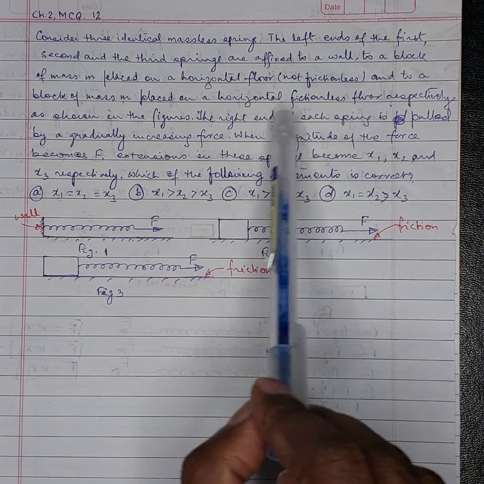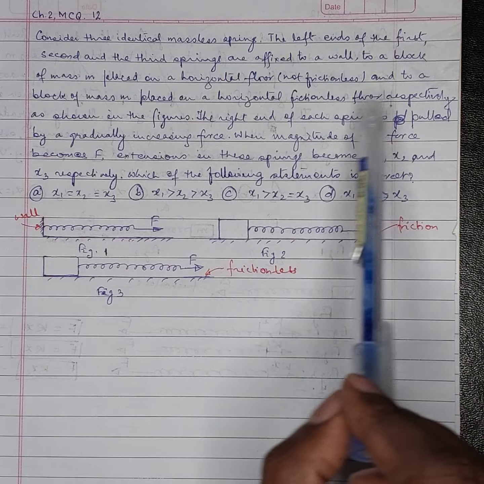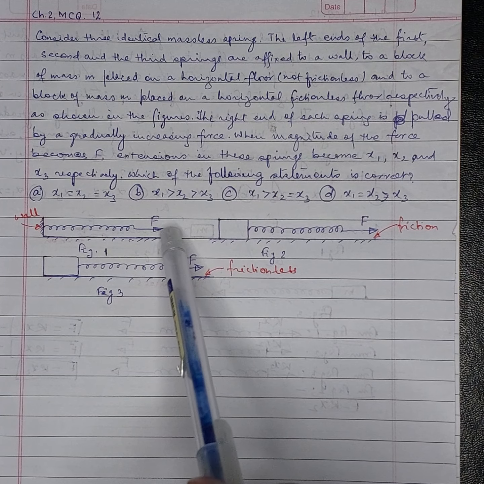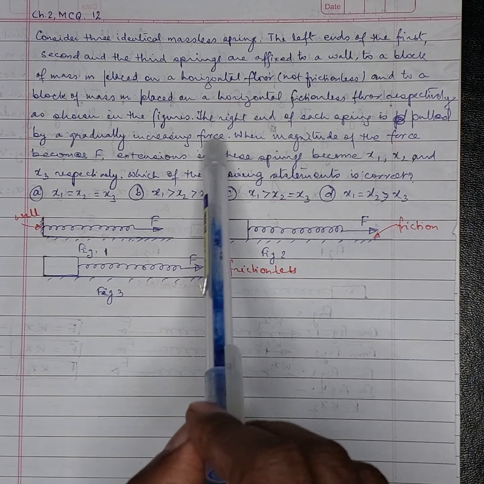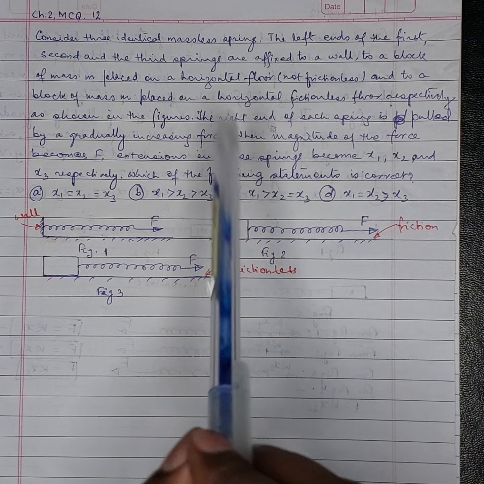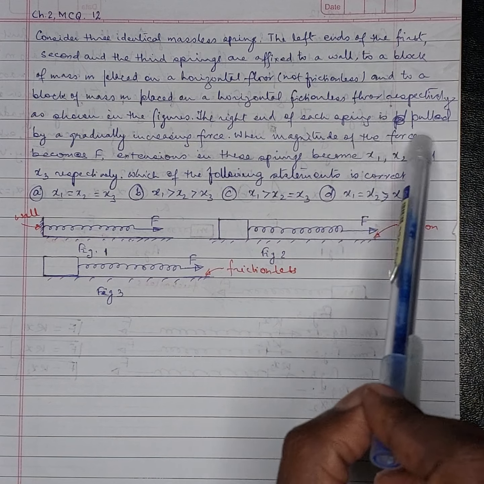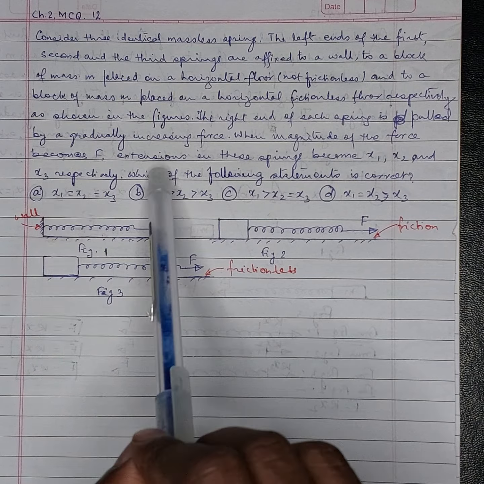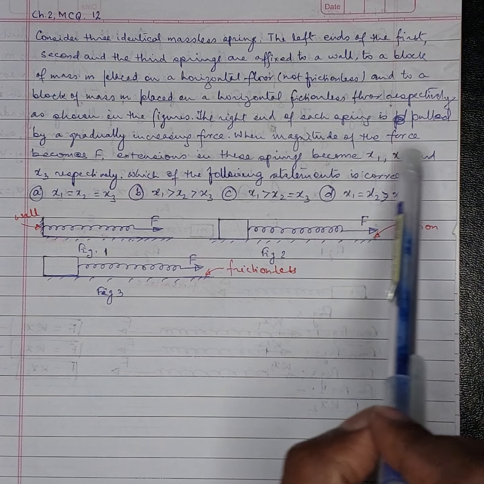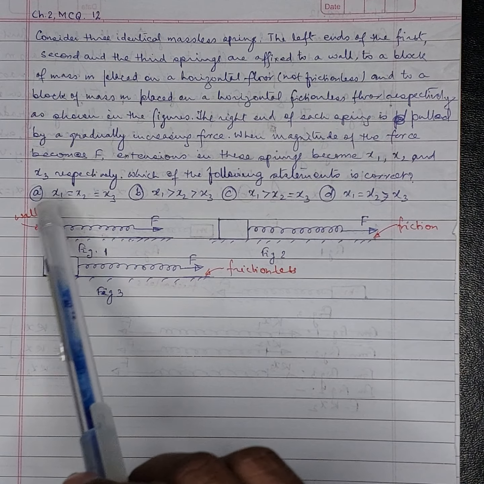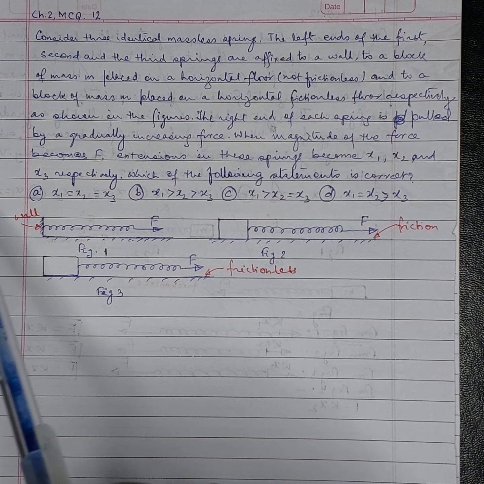The right end of each spring is pulled by a gradually increasing force F. When the magnitude of the force becomes F, the extensions in these springs become x1, x2 and x3 respectively. Which of the following statements is correct?